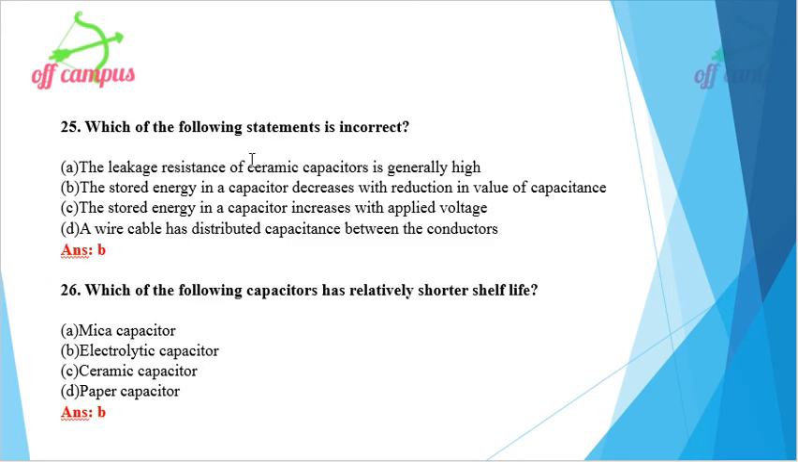Which of the following statements is incorrect? Read the question carefully. The leakage resistance of a ceramic capacitor is generally high. The stored energy in a capacitor decreases with the reduction in value of capacitance. The stored energy in a capacitor increases with applied voltage. A wire cable has distributed capacitance between the conductors. So the incorrect option is option B.